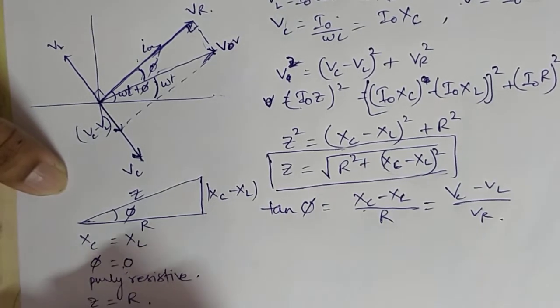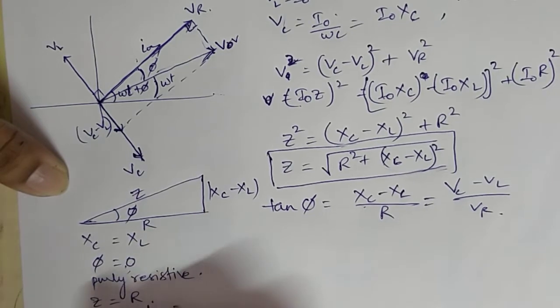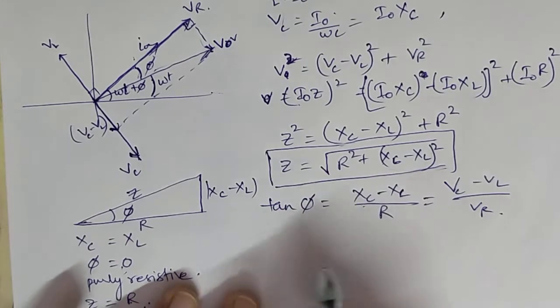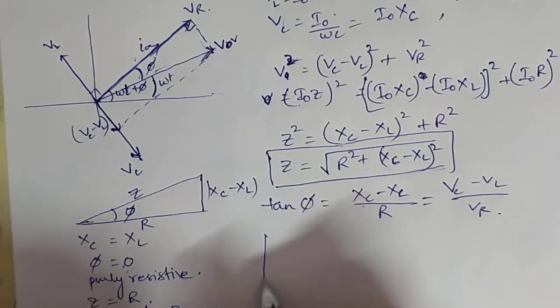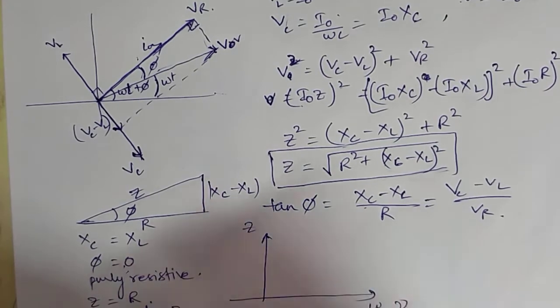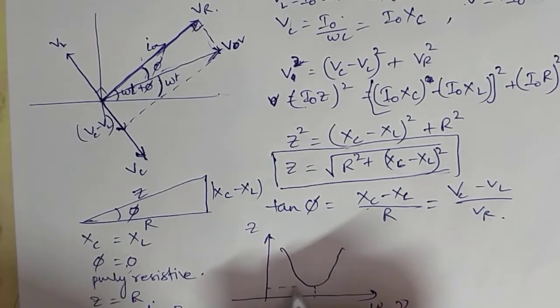And this will be the minimum value. Okay, this is the minimum value of Z. R is the minimum value of Z. So this expression, if you have to plot Z with frequency or angular frequency, this kind of a graph is obtained where the minimum value is R.